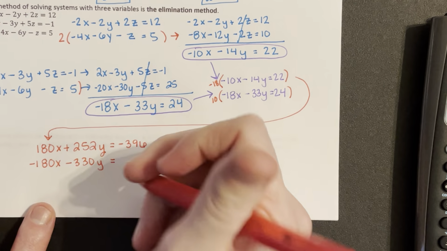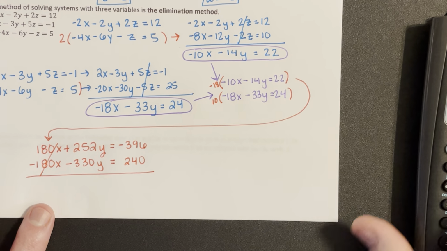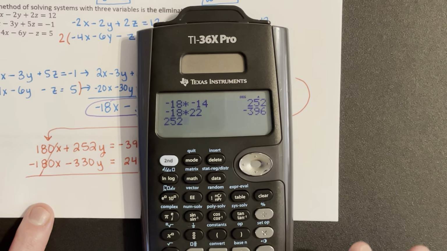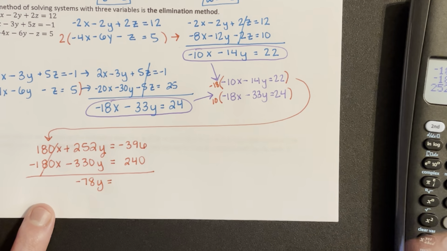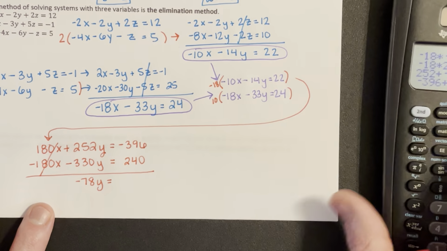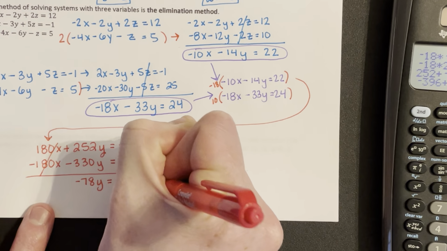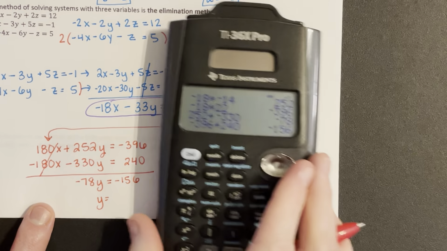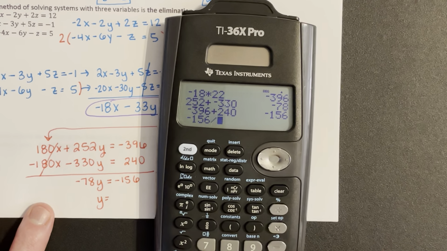So I could have probably picked a value that was different than 18 and 10 and still gotten the x's to eliminate, but I knew that was going to be a quick, easy way to do it. So when I add straight down, 252 plus negative 330 is negative 78y equal to negative 396 plus 240, negative 156, and then we divide. So negative 156 divided by negative 78 is positive 2.